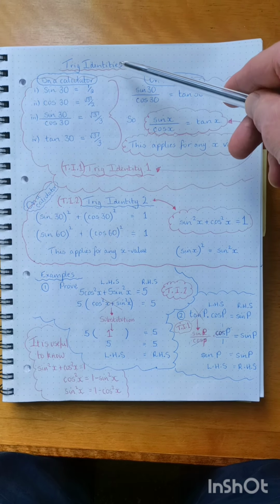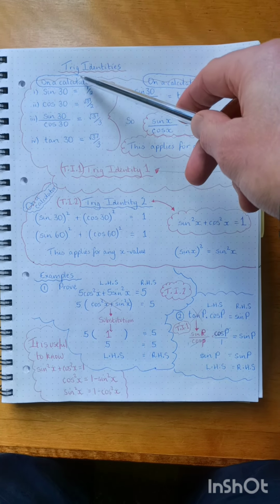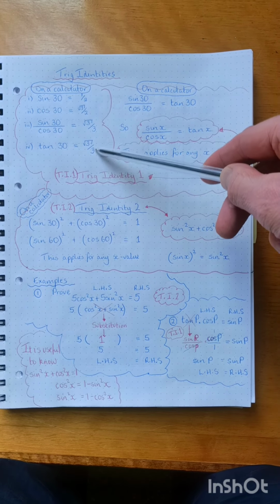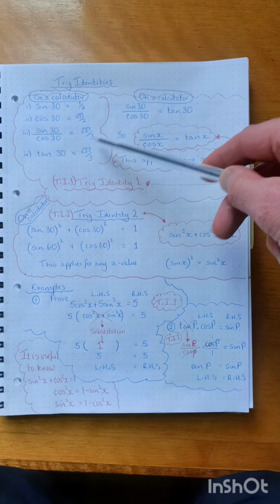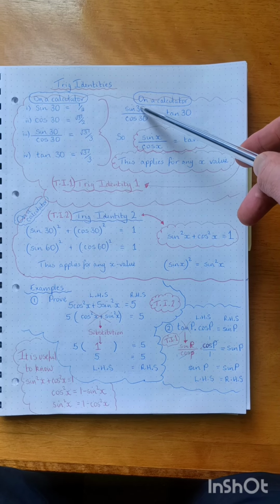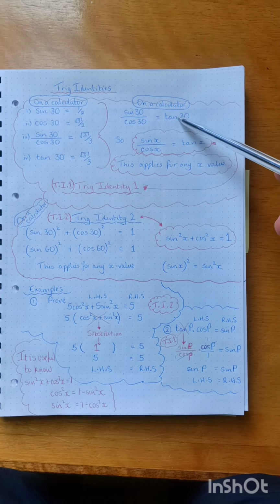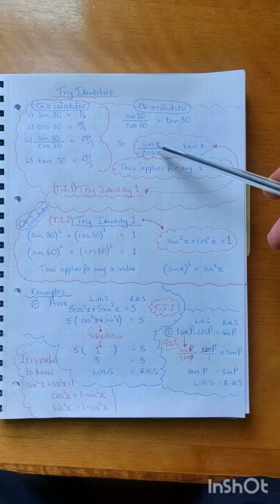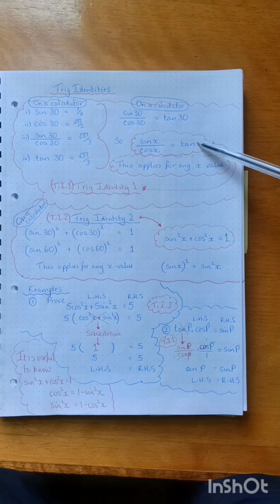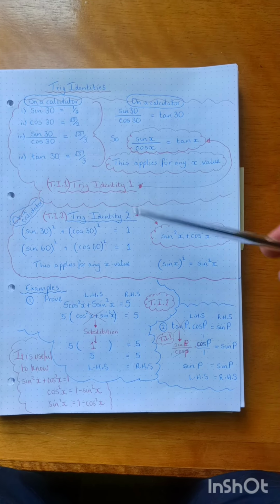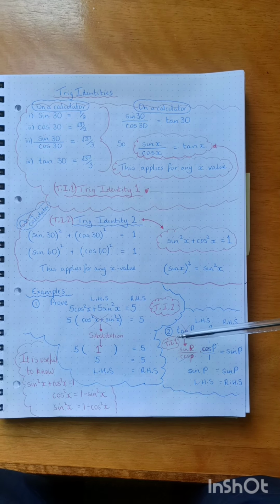We're going to do some trig identities here. Now on a calculator, if you type in these values, you will get those fractions. Okay? And this, again on a calculator, if you do sin 30 over cos 30, it actually works out that you get the same as tan 30. So a trig identity is that sin x over cos x gives you tan x, and that applies for any x value. We refer to that as trig identity 1.